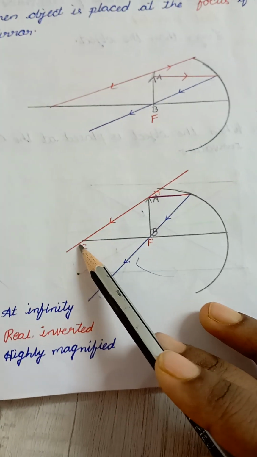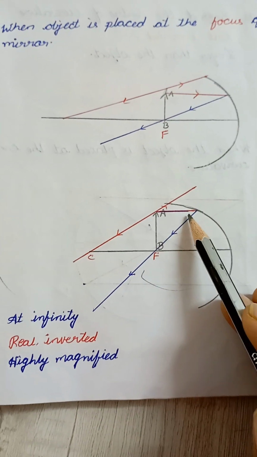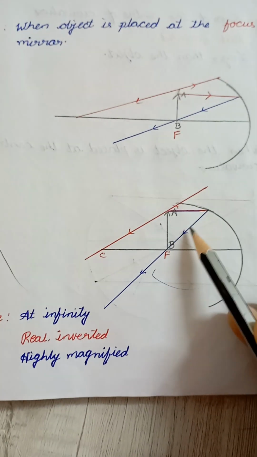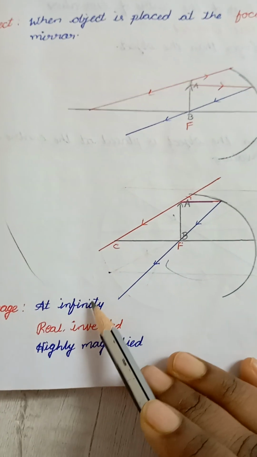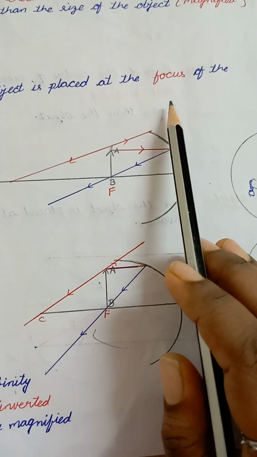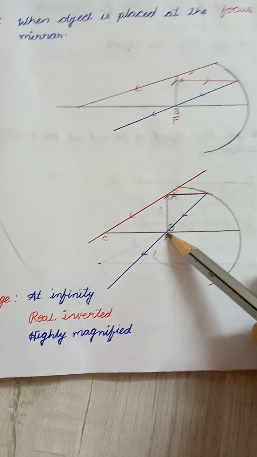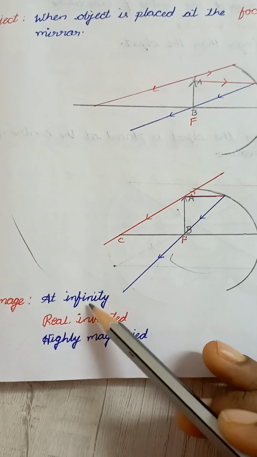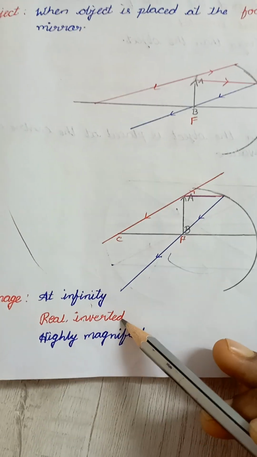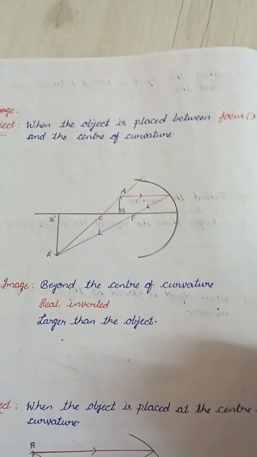For the object, we need two incident rays. Where will we get the image? Where the two reflected rays meet. See, they appear to meet somewhere at infinity. So, when we place the object at focus, we will get the image at infinity. What is the nature of the image? Real, inverted and highly magnified.